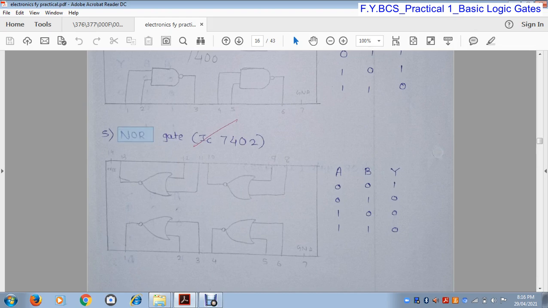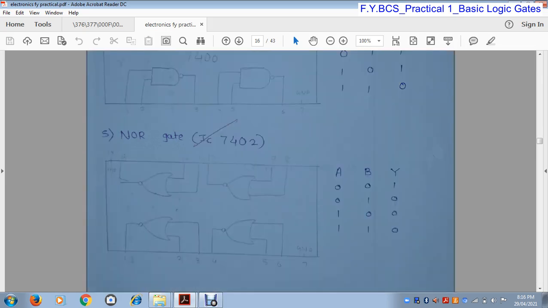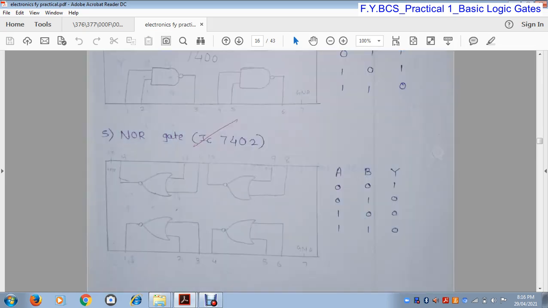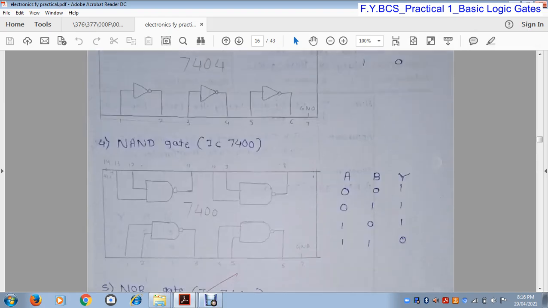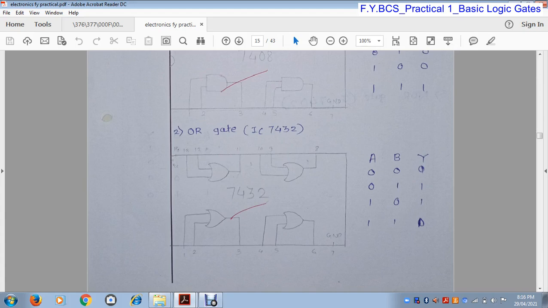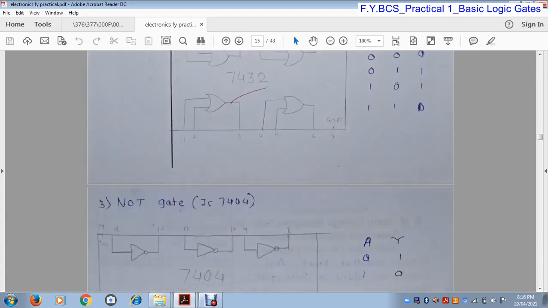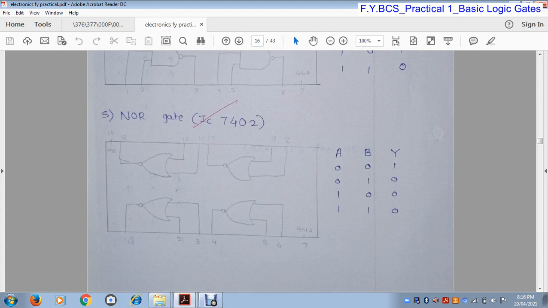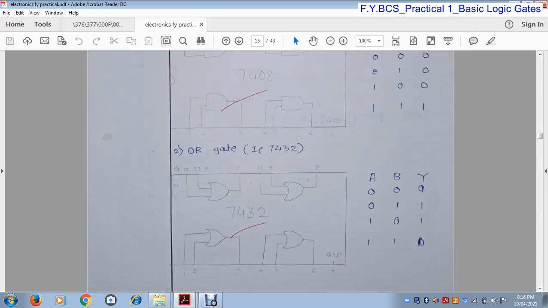Now the NOR gate performs the opposite operation of the OR gate. This is the truth table of the NOR gate, where A and B are inputs and Y is the output. When both the inputs are 0, the output is 1. In the OR gate, when both the inputs are 0, it generates 0 output, but here it generates 1 output. When one input is 0 and the other is 1, here it generates 0 output, whereas in the OR gate it generates high output.